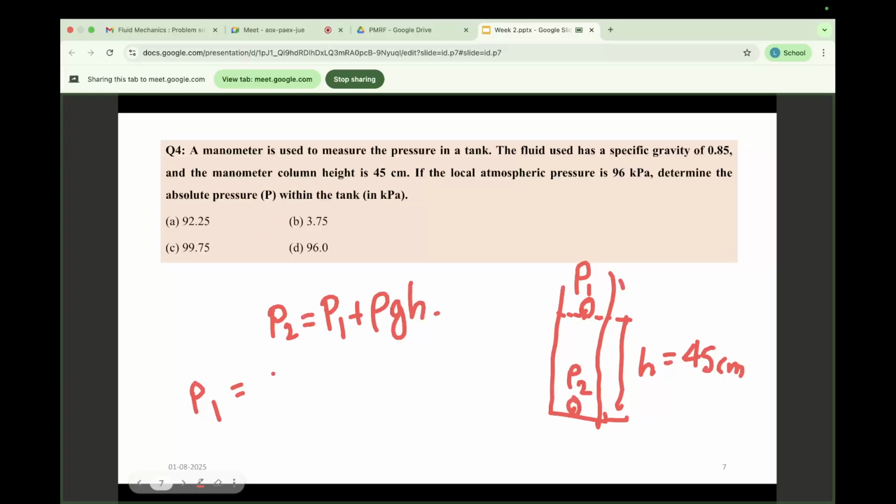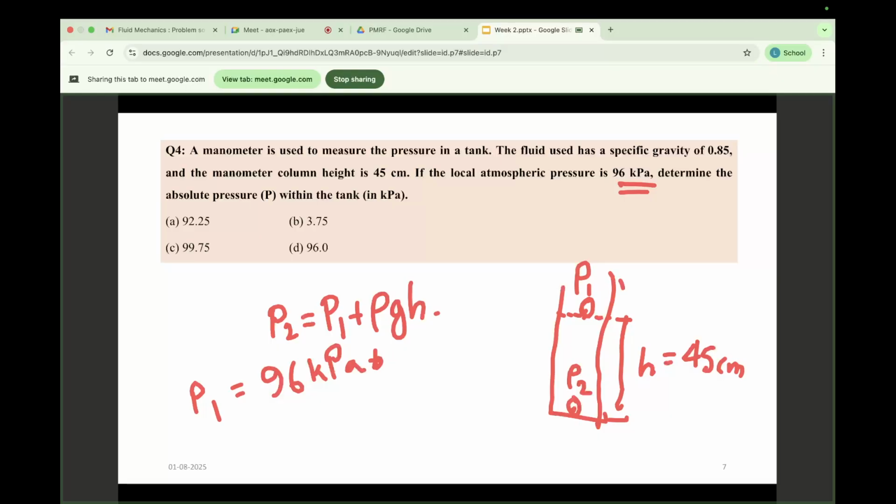What is it given as? It is given as 96 kilopascal, and also remember this unit. Sometimes students make mistakes in the exam, when in some questions kilopascal is given, or in some questions only pascal is given. So accordingly you convert. To convert kilopascal into pascal you have to multiply by 1000. Okay, so this one is P1.